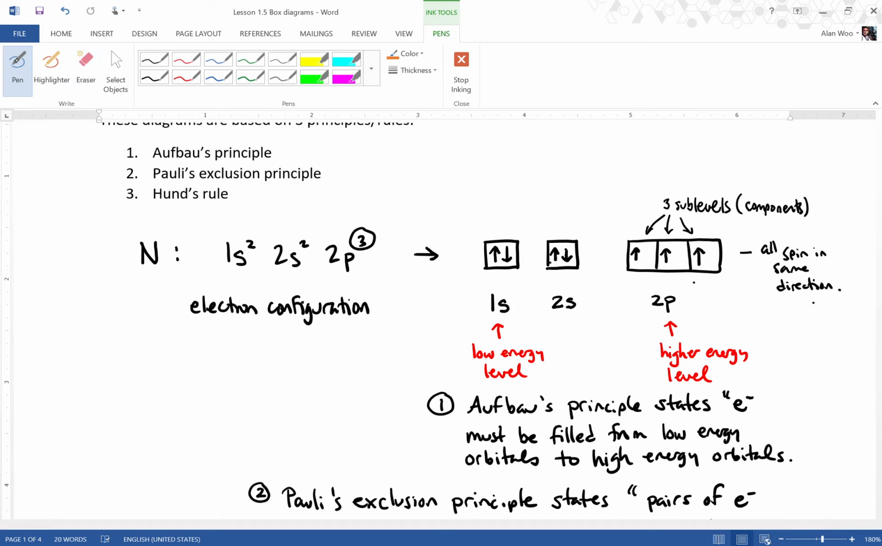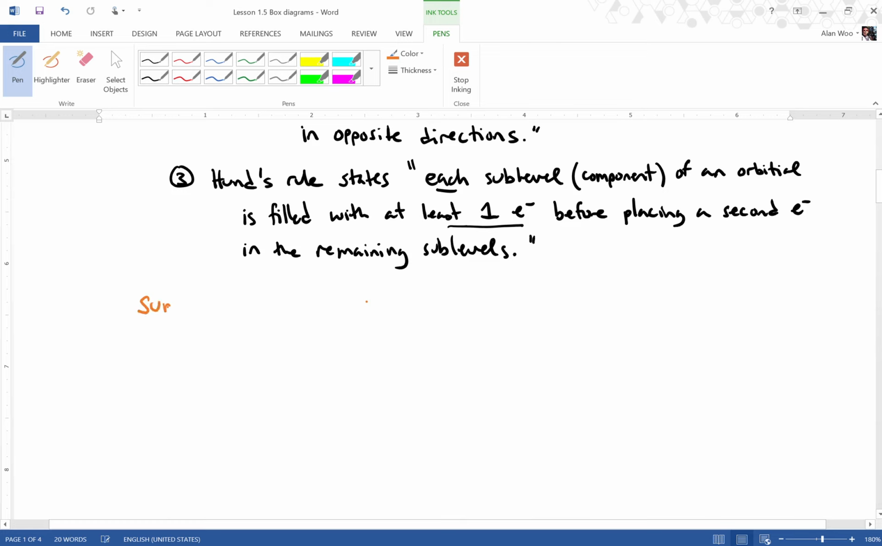So this is what we call an orbital box diagram. There are shorthands for this, but there are no shortcuts. Every time that you draw an orbital box diagram, you have to start with 1s and then move your way up to the very last set of orbitals. So, to summarize, and beyond.